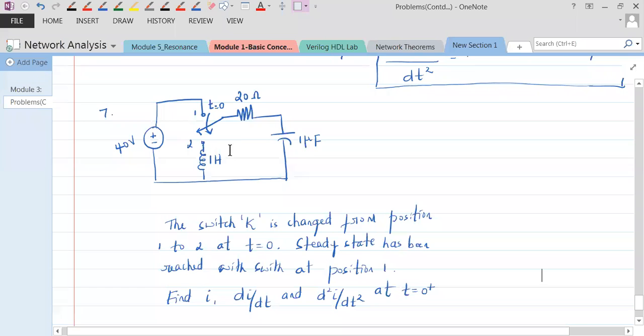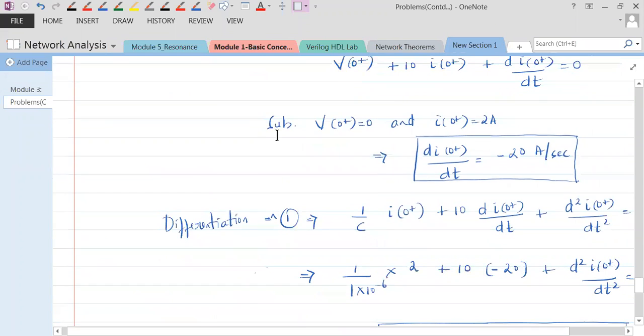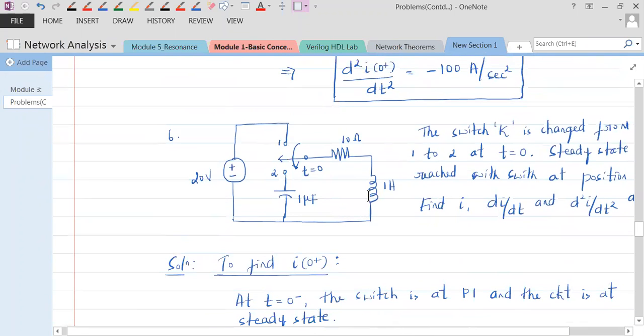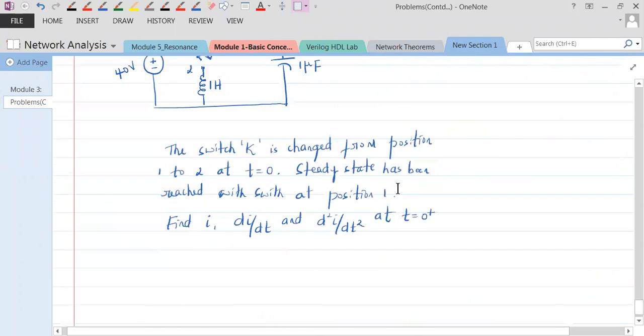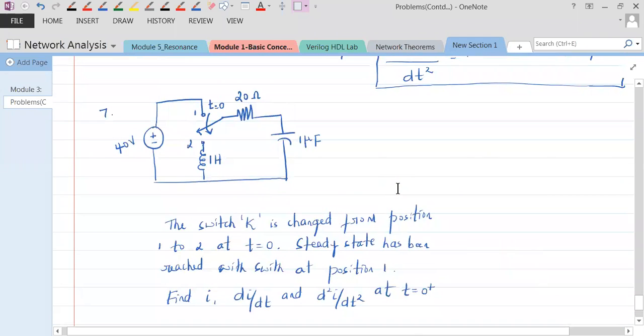See, the positions of the inductor and capacitor have been interchanged. Here in problem number 6, a very similar circuit, here was the capacitor and here was the inductor. Now in the problem that we have taken today, these positions have been just interchanged. Understand that? And what is it that they're asking? They're asking us the same.